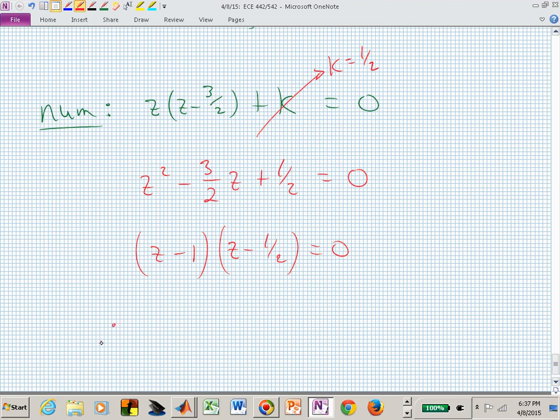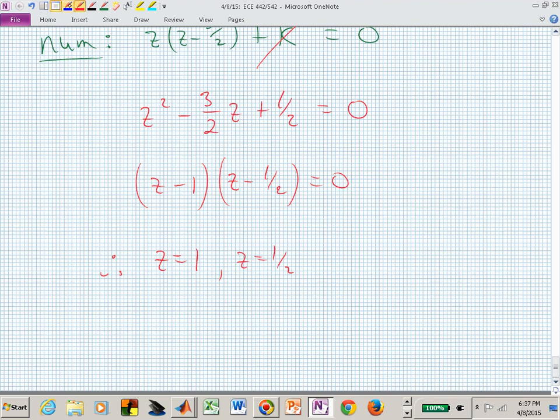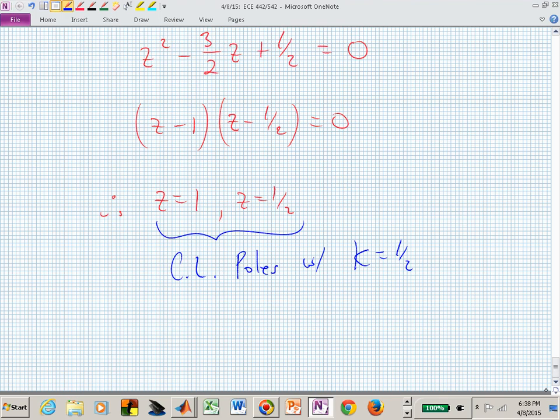This now says that z is equal to 1 and z is equal to 1/2, so they have moved the same distance for that value of gain k. And these are the closed loop poles. Since one started at the origin, moved 1/2 to get to 1/2, one started at 3/2, it moved 1/2 to get to 1. These are the closed loop poles of your system when k is equal to 1/2.